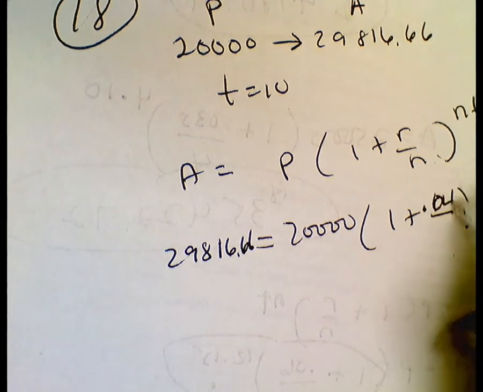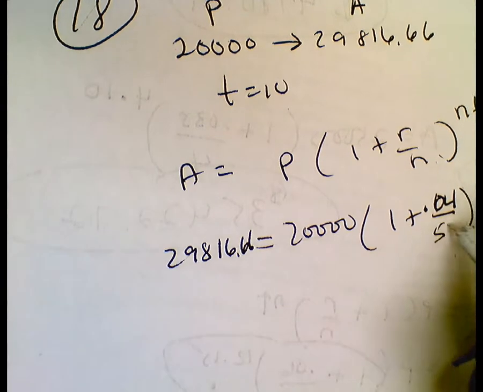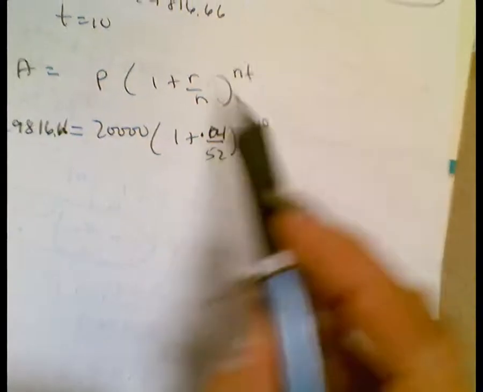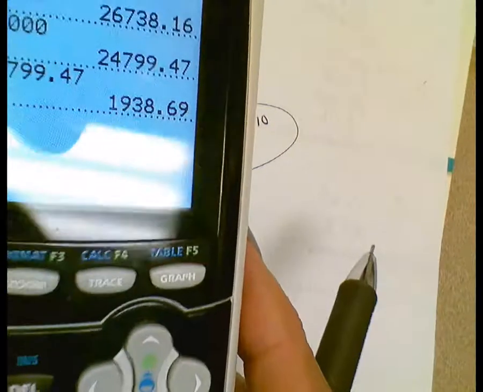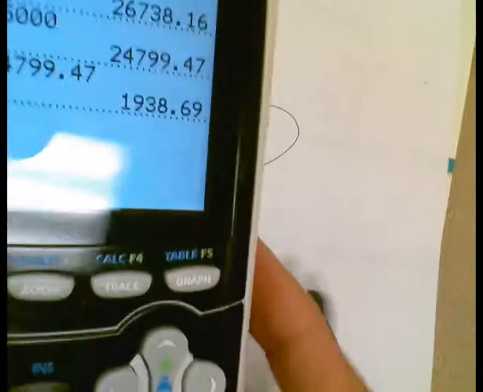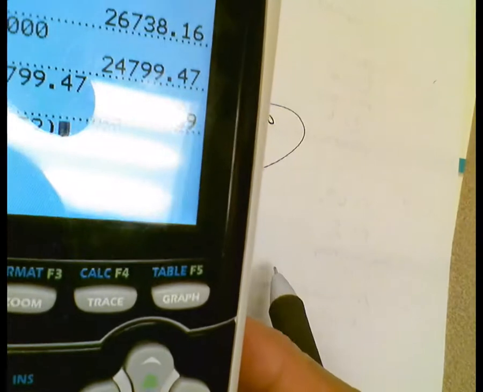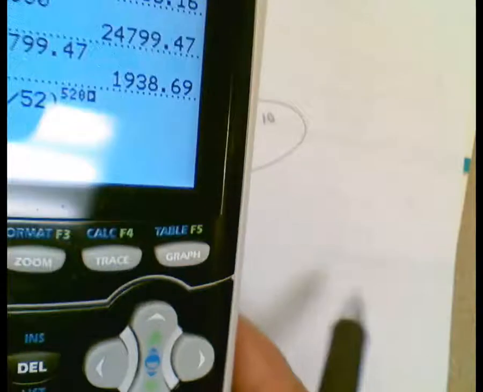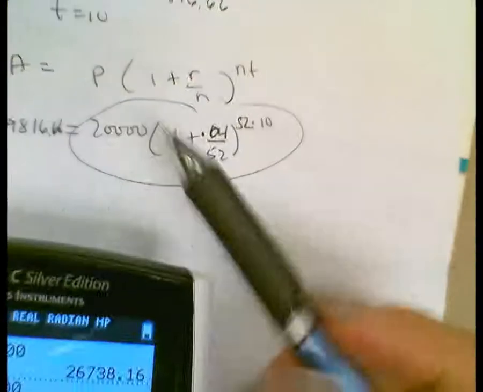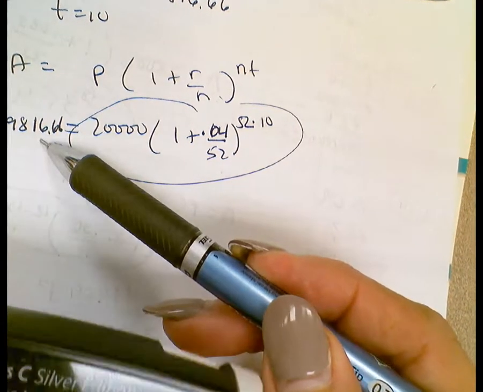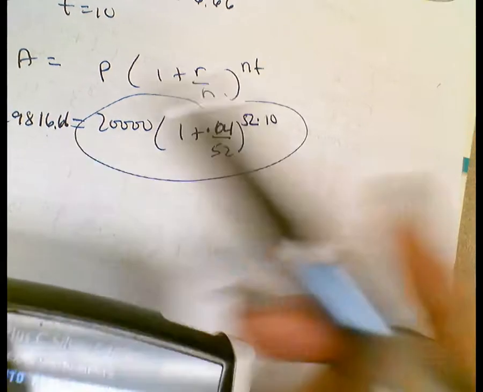So we got to try these. 4% weekly. Is that the answer? It's a multiple choice question. So we're putting 4%. This is choice A. So punch all this in and see if it's 29,000. So we're going to go 20,000 parenthesis 1 plus 0.04 divided by 52, raised to the 52 times 10. It's 29,881. Very close. That's not it.